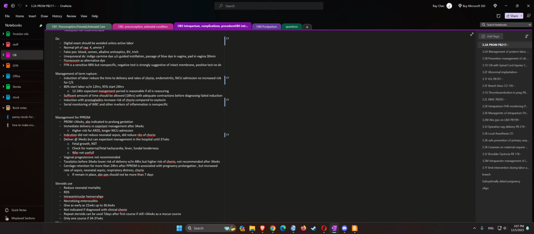Let's say this patient comes in at 32 weeks. She is having contractions, and her cervix is 1 centimeter dilated. How would you evaluate and manage this patient?